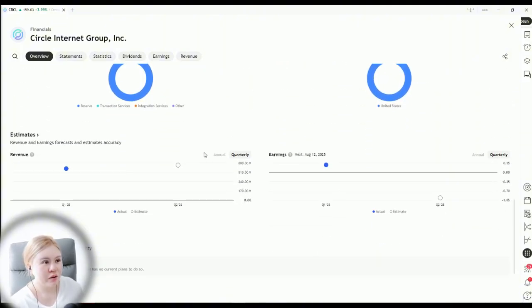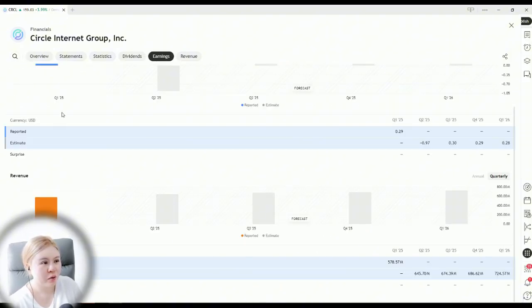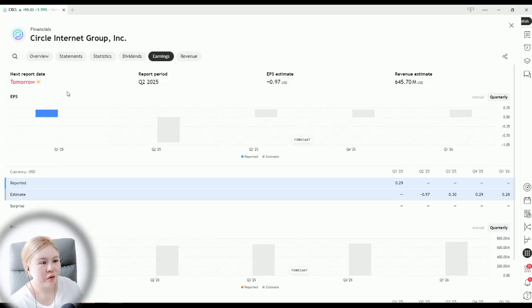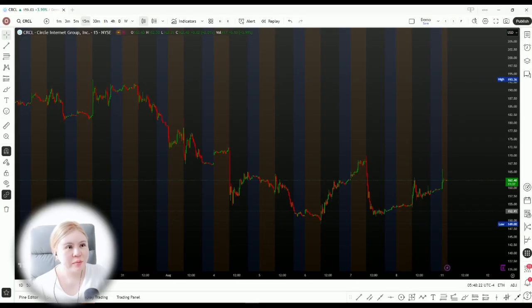Oh, and big news! Circle is dropping their earnings tomorrow, Tuesday, August 12th, before the market opens, so this could get spicy. By the end of this, you will know what this indicator is, how to set it up on TradingView, and how to use it to make smarter trading decisions. Let's dive in. Let's start with setting it up on TradingView.